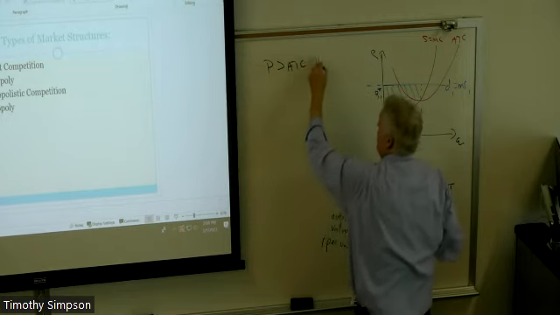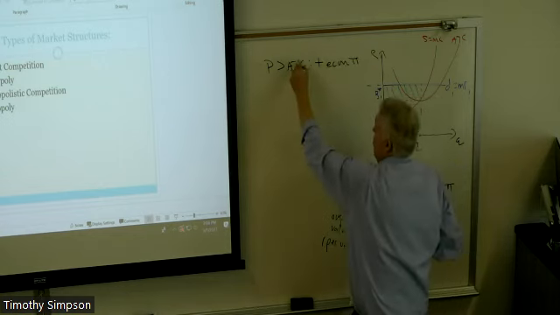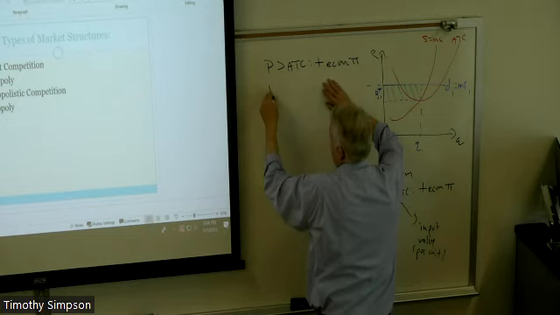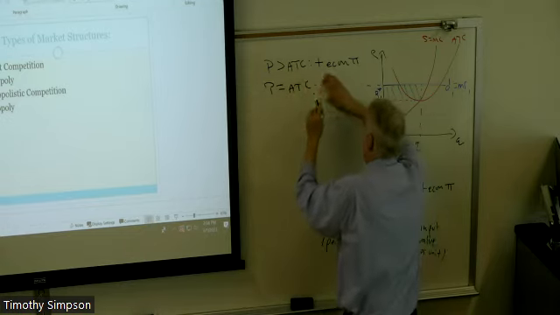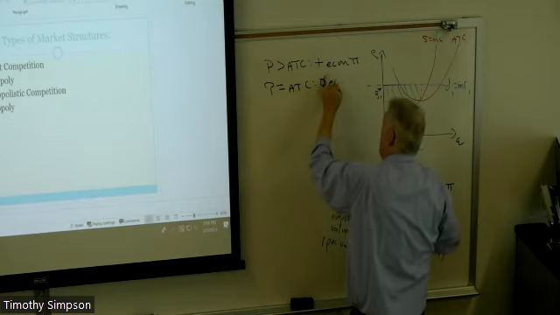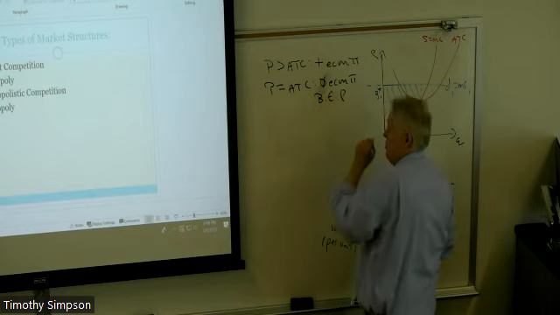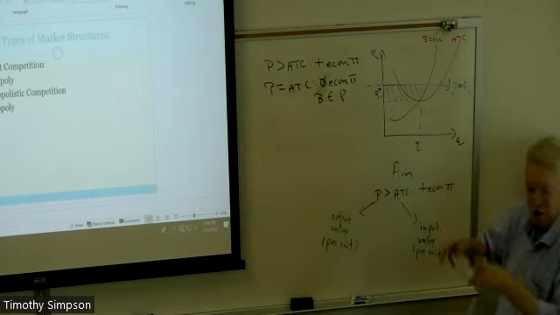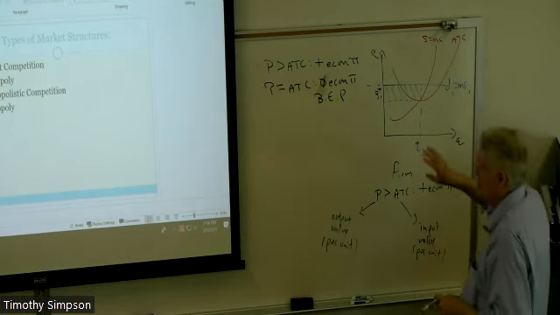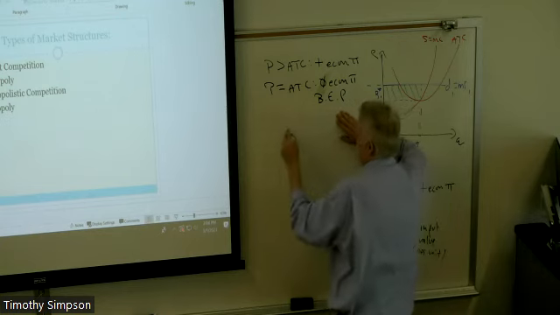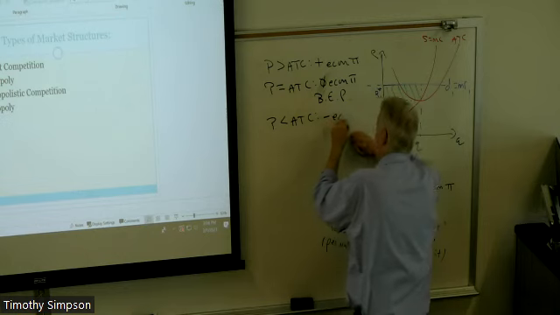If price is greater than average total cost, we have a positive economic profit. If price is equal to average total cost, then we have zero economic profit, and essentially we have reached the break-even point. I just want you to have all this together in one place. You've got the first two already, but I'm not quite done here yet. And if price is less than average total cost, we have a negative economic profit.